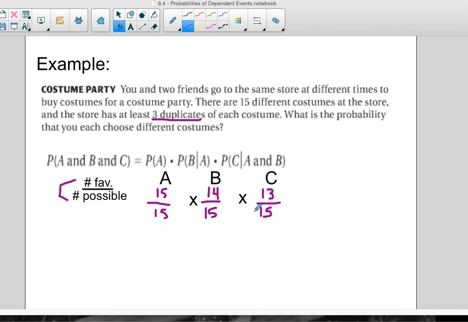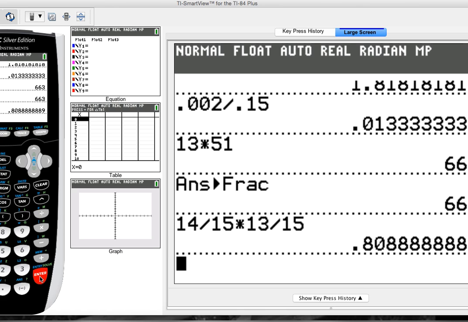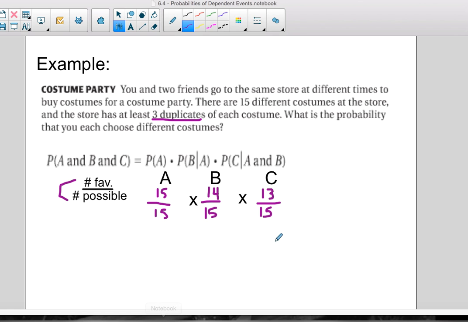So the probability of A times the probability of B given A times the probability of C given A and B is simply 15 out of 15 times 14 out of 15 times 13 out of 15, right? 15 out of 15 is just 1. So it's really just 14 out of 15 times 13 out of 15, which if you did that on your calculator, 14 out of 15 times 13 out of 15 is 80.9%, right? It's pretty good.